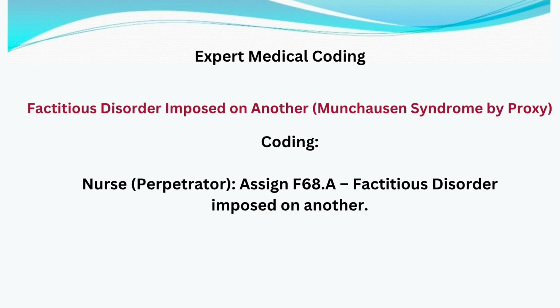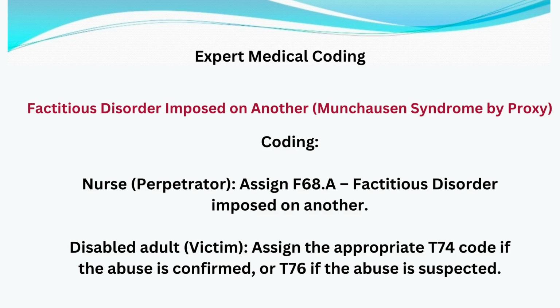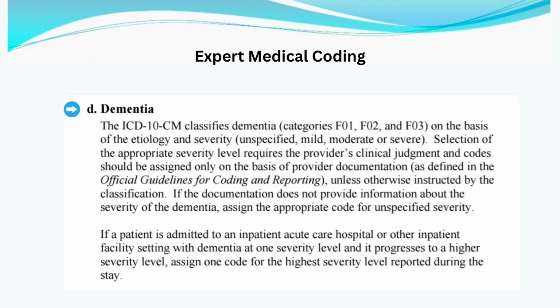So for the coding part, the nurse will receive a diagnosis of F68.A, factitious disorder imposed on another, and the disabled adult, the victim, will receive a diagnosis from category T74 if the abuse is confirmed, or T76 category if the abuse is suspected. Now let's move towards the next coding guideline, and that is dementia.